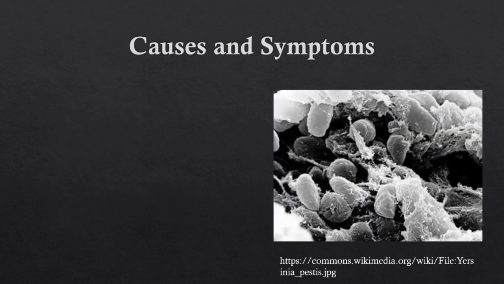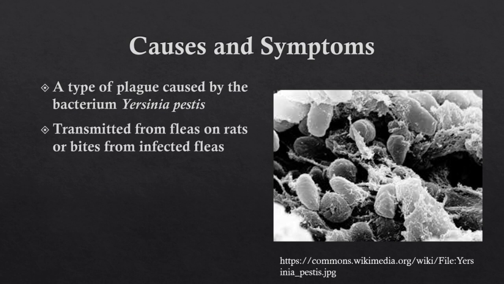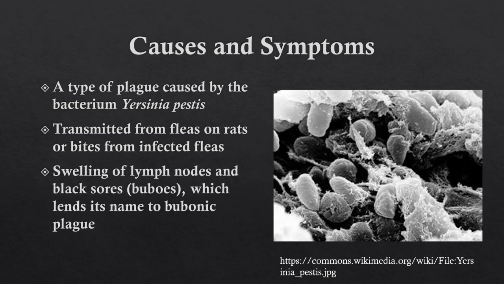Now, what caused the Black Death? It's the name given to the type of plague caused by the bacterium Yersinia pestis. It was originally transmitted from fleas on rats or from flea bites directly, but human-to-human contact became the predominant form of transmission. Black Death is used interchangeably with bubonic plague.